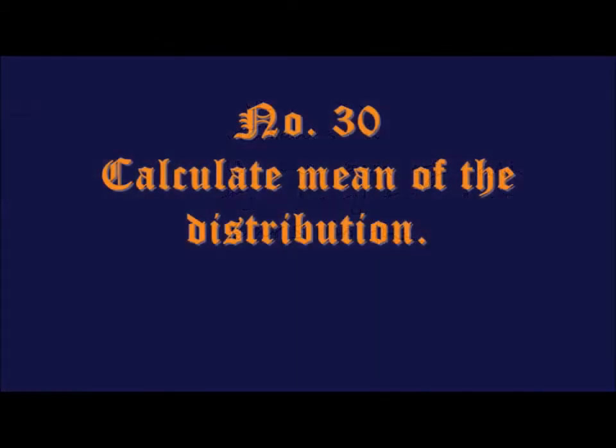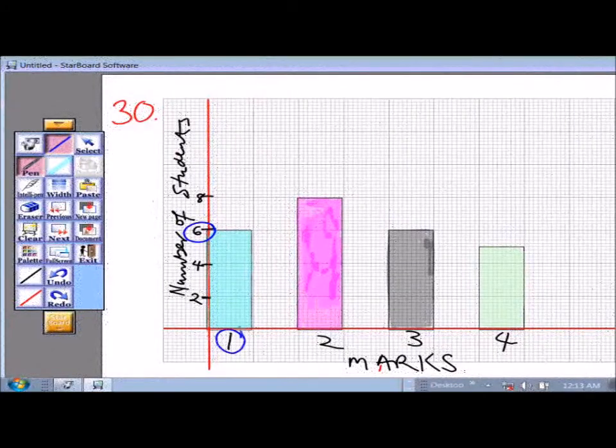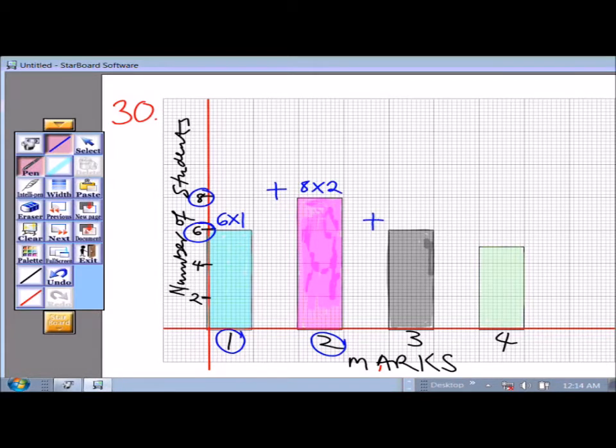Question 30. Calculate the mean of the distribution. The mean of this type of distribution is obtained by dividing the sum of all the areas of these bars by the total of all the heights of the bars. Since each of the bars is a rectangle, therefore its area shall be the length times the breadth.